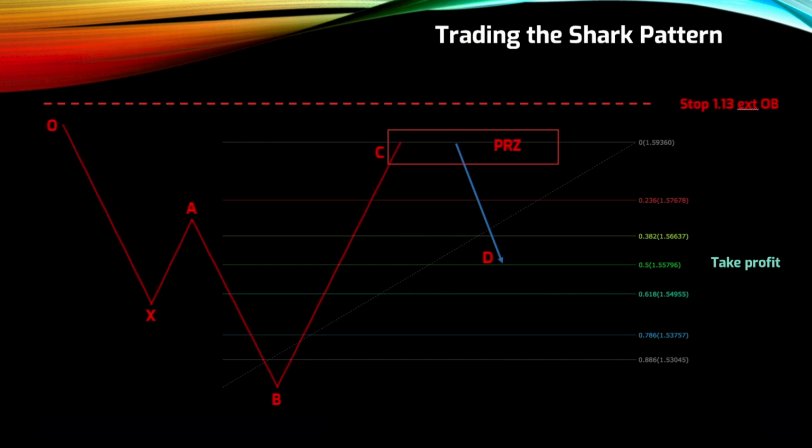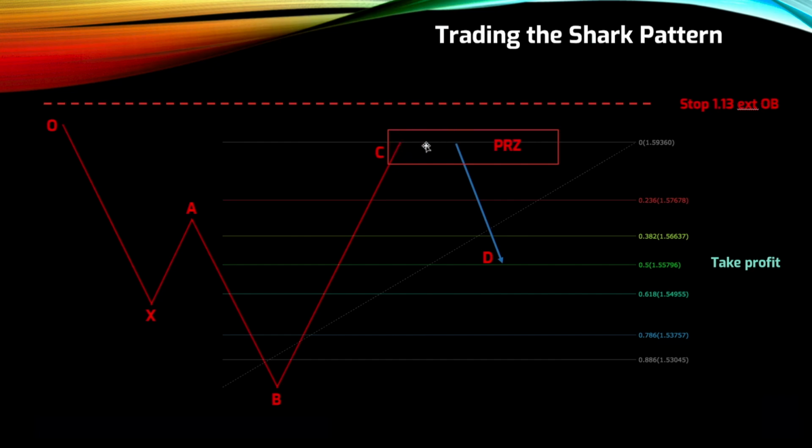So let's talk about trading the shark pattern then. The last one we looked at was a bearish shark, so we'll look at the bearish shark again. We have our normal moves that we've gone through, and then C comes in. It's touched the 886. It's gone within our zone of a 1618 to a 224. And the price has come in.